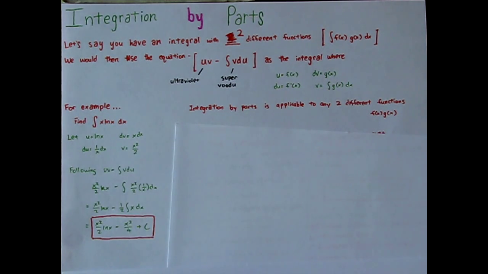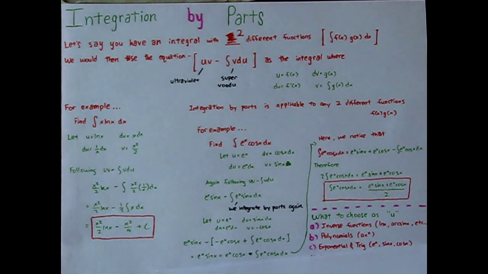For example, if we were to find the integral of x ln x dx, we would let u equal ln x and dv equal x dx. We would then derive ln x to equal 1 over x dx and integrate x dx to x squared over 2. Following uv minus the integral of v du, we would come to x squared over 2 ln x minus the integral of 1/2 x dx, and that would come out to x squared over 2 ln x minus x squared over 4 plus c.